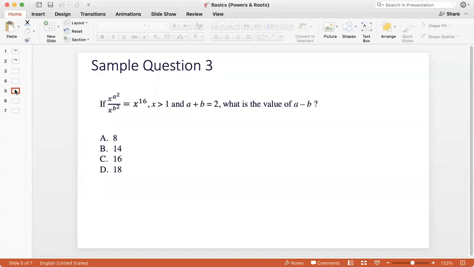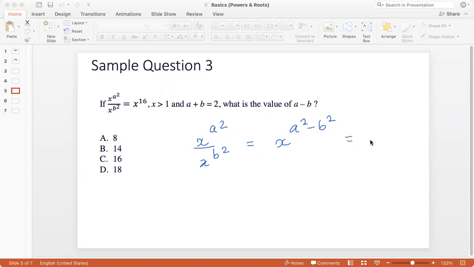Question 3. x to the power a squared divided by x to the power b squared is x to the power 16, where x is greater than 1 and a plus b is 2. What is the value of a minus b? Okay, so x to the power a squared divided by x to the power b squared can be written as x to the power a squared minus b squared, right? From the second rule that we saw, the rule of division. And this is given as x to the power 16. So if we compare the two sides, I can say that a squared minus b squared is 16, right? Because the bases are the same, so obviously the exponents have to be the same.